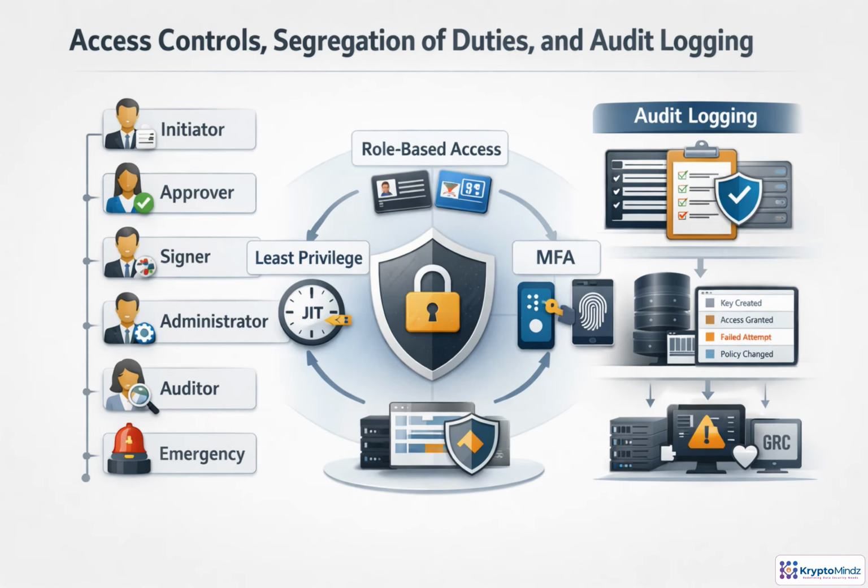Strong key management also depends on separating power. One person may request an action, another approves it, a signer executes it, and auditors review the evidence afterwards. Access should be role-based, least privilege, and strengthened with MFA, privileged access management, and just-in-time elevation. Sensitive events must be logged, including key creation, policy changes, approvals, failures, and recovery actions. Those logs need tamper protection and integration with SIEM, GRC, and incident response processes.